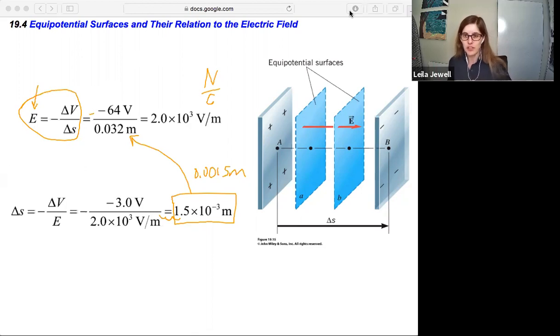We'll take a closer look at capacitors, these parallel plate capacitors, in the very next section. So stick around.